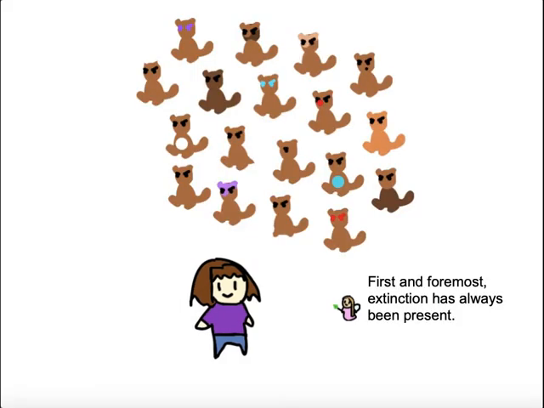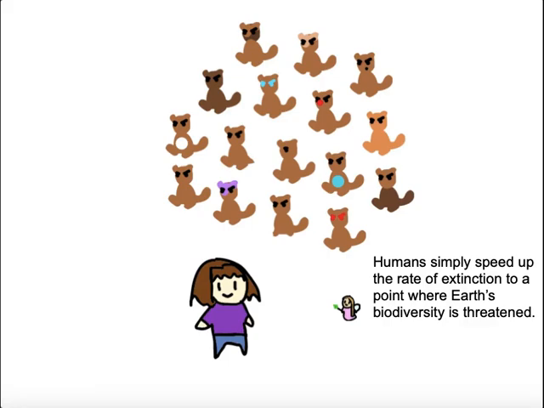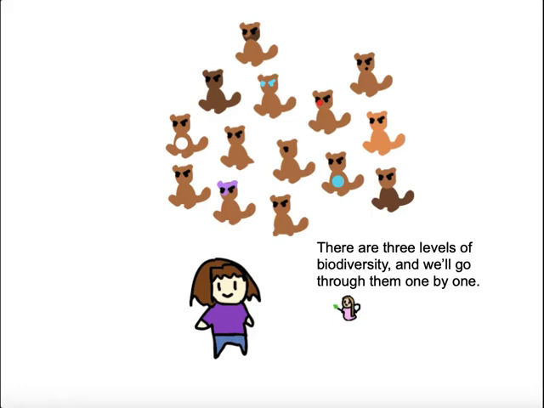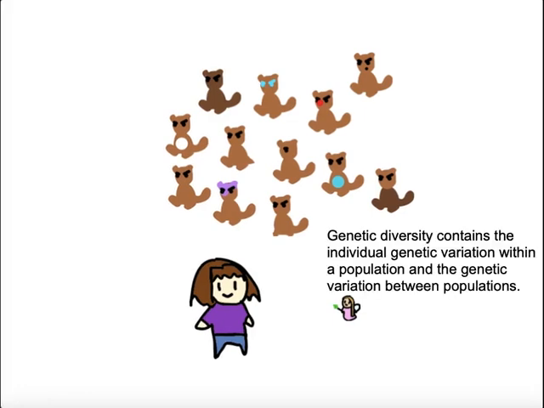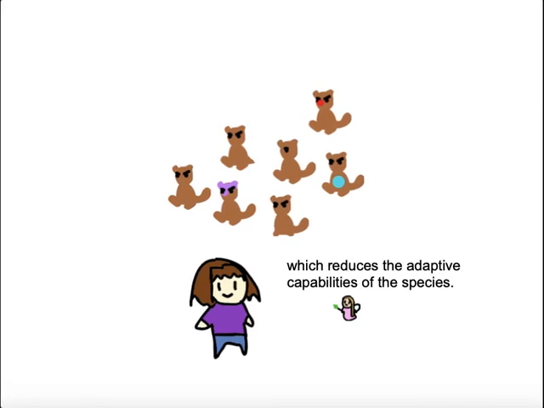First and foremost, extinction has always been present. Humans simply speed up the rate of extinction to a point where Earth's biodiversity is threatened. There are 3 levels of biodiversity, and we'll go through them one by one. Genetic diversity contains the individual genetic variation within a population and the genetic variation between populations. If a population goes extinct, genetic variation is lost, which reduces the adaptive capabilities of the species.